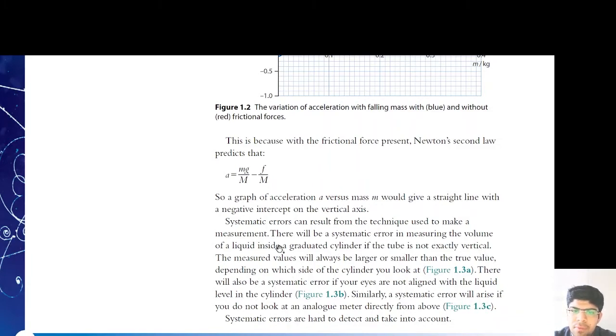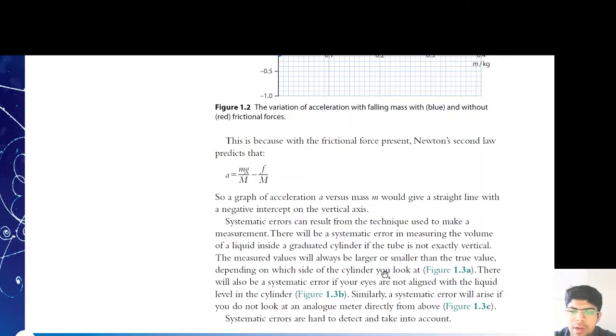If we take a beaker and fill it with some liquid like water and put a glass stick in it, then we look at the readings, there are some errors, and let's read about that. The measured values will always be larger or smaller than the true value. See the true value, this is exactly what I am talking about, the errors.